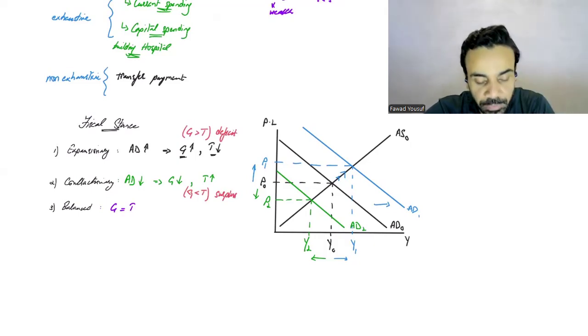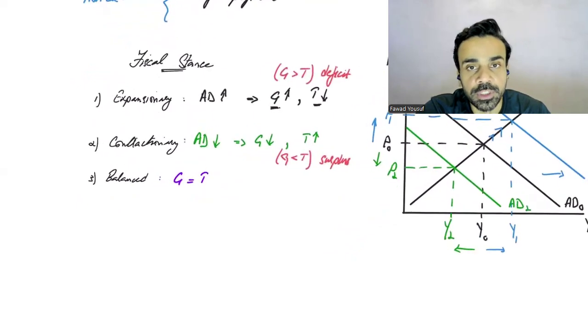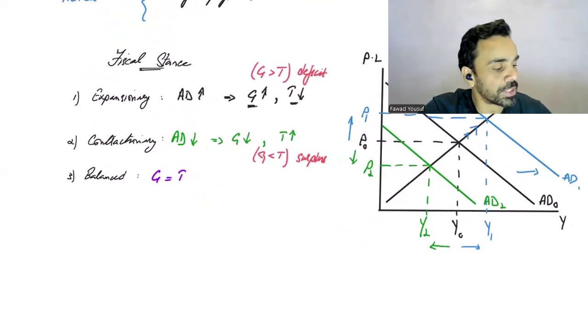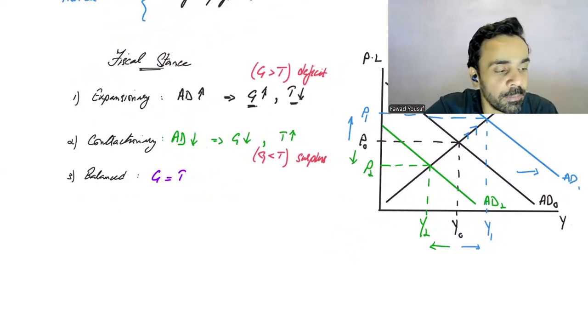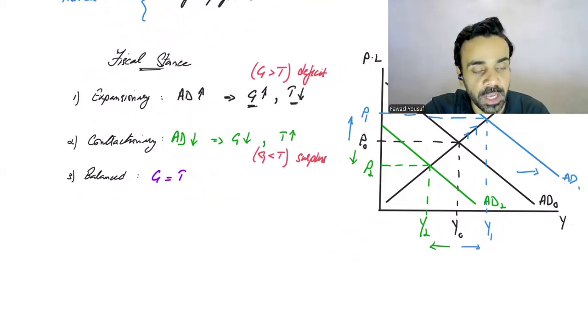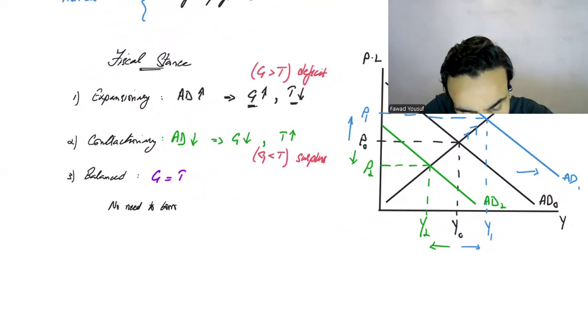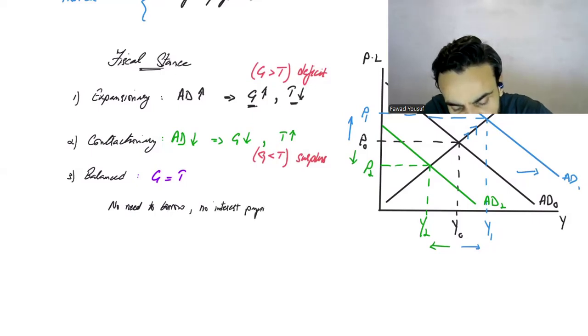Balanced, definitely. We need to know something about this balanced budget. Because if a 12 marker is asking you to discuss whether all governments should aim for a balanced budget, we do want to mention over here that balanced budget is actually a good thing. Why is it a good thing? Number one, no need to borrow. And if there is no need to borrow, then there are no interest payments. So that's a very positive thing.